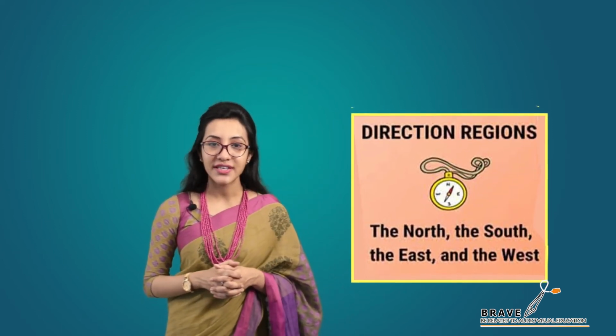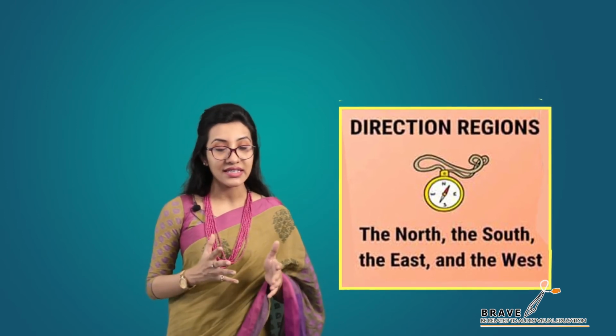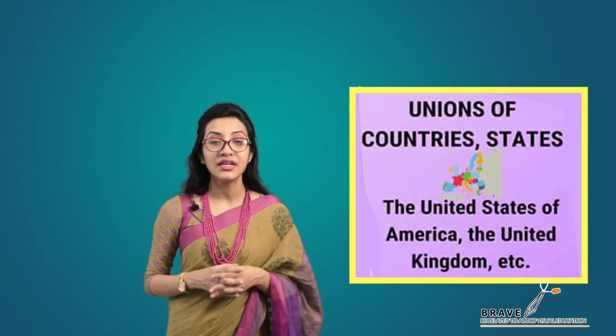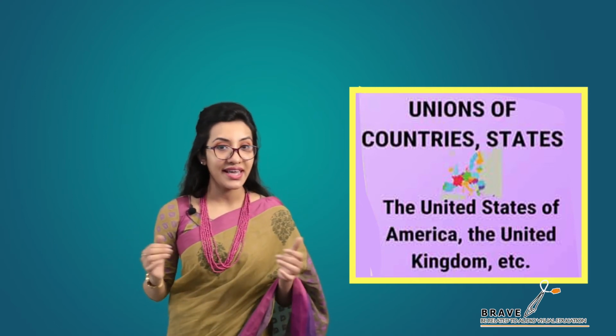So where are we going to use "the" in geographical names? First one, when we are going to refer to direction and regions, we are going to use "the". For example, the north, the south, the east and the west. When we are going to refer to unions of countries and states, we are also going to use "the". For example, the United States of America, the United Kingdom.